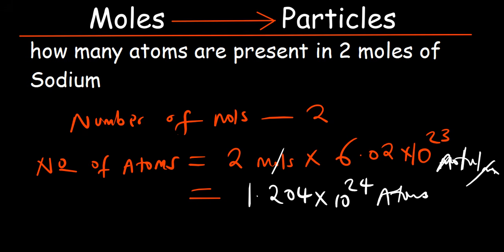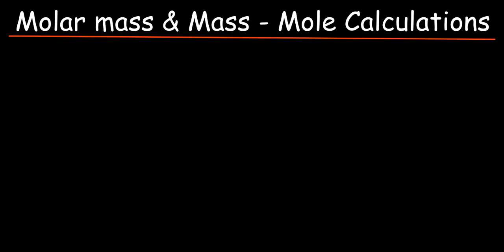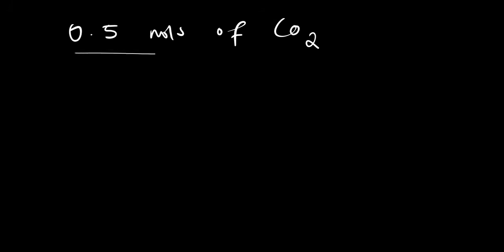You can also try another one. In this case, let's say they ask you how many molecules are present in 0.5 moles of carbon dioxide. The way we're going to solve this is the same thing. Since this time around they're asking how many molecules, you get your 0.5, you multiply it with your Avogadro's number, and you get your answer.